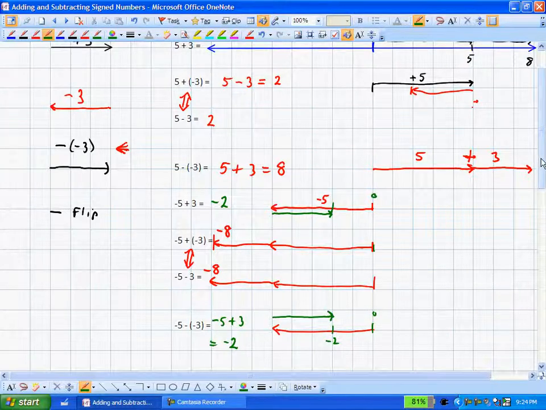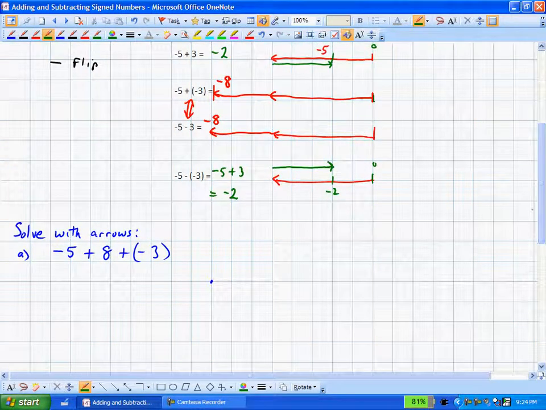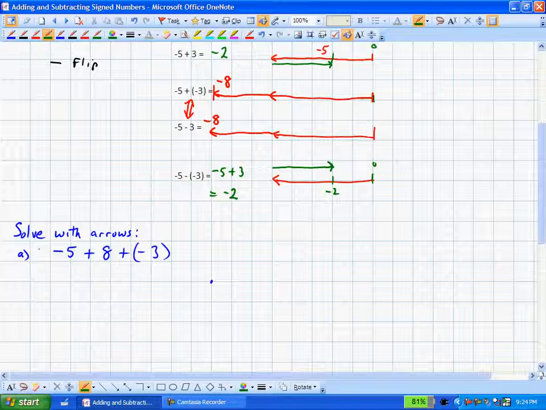So with that in mind, I have a few other problems to do, and see how quickly we can do this. This will be with the arrows. If you think about negative 5, we're going to go 5 to the left. 1, 2, 3, 4, 5. Then we're going to add 8, which means we're going to go to the right 8 units. That's the 5 plus 3 more. And then we're going to add a negative arrow. We're going to go back 3.